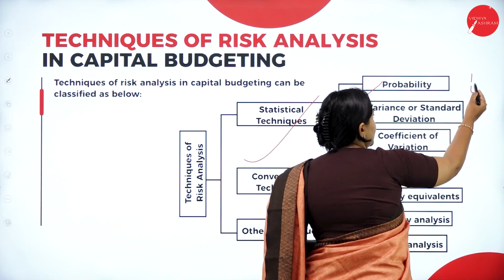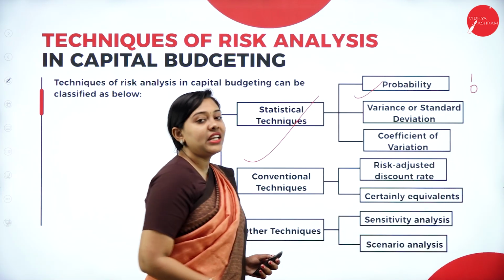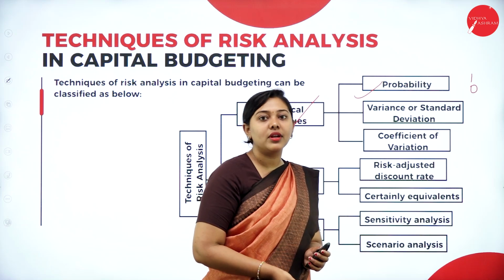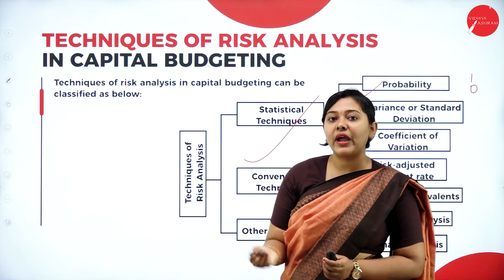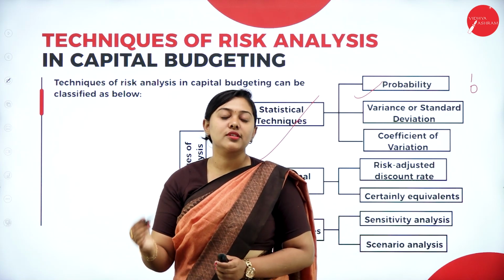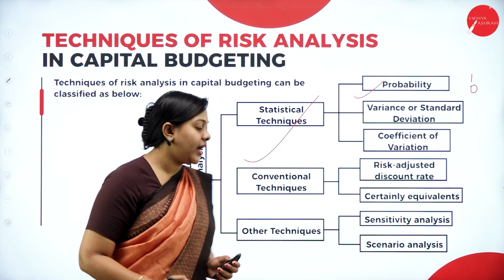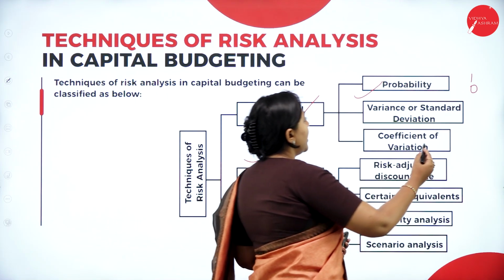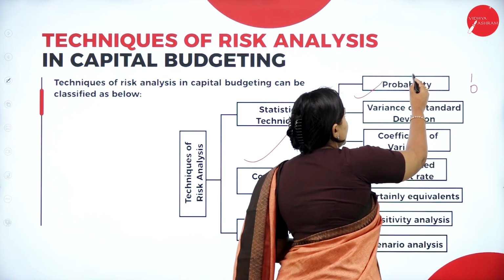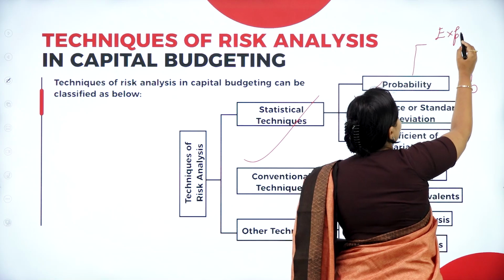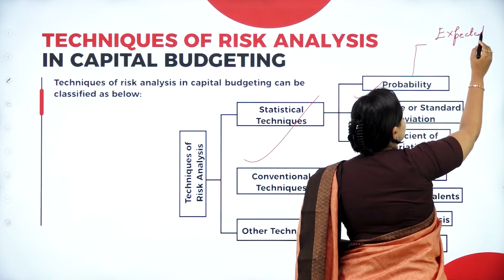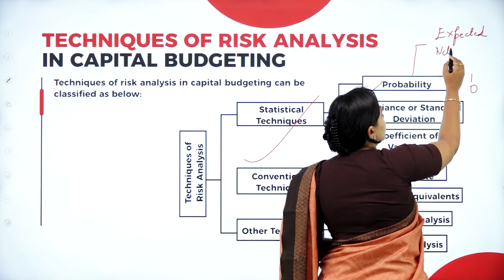If the cash flows are uncertain and you cannot predict them, then the probability is 0. In probability calculation, you need to calculate two things. One is the expected net cash flow. What is the first thing you need to calculate under your probability? The expected net cash flow.